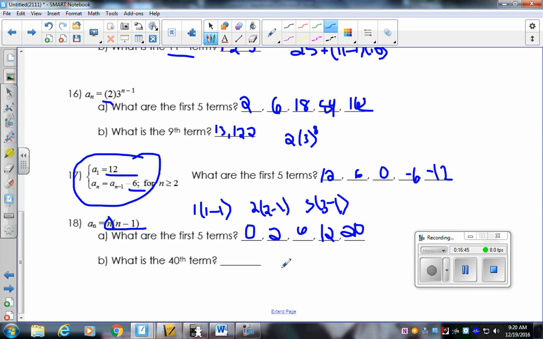So now if I'm plugging 40 in, I'm doing 40 times 40 minus 1, or 40 times 39, right? I don't need to know the ones in front. I can just get my answer, which is 1,560.